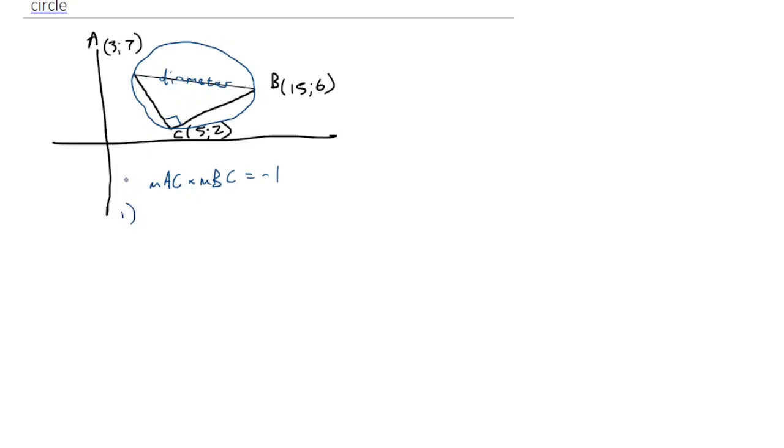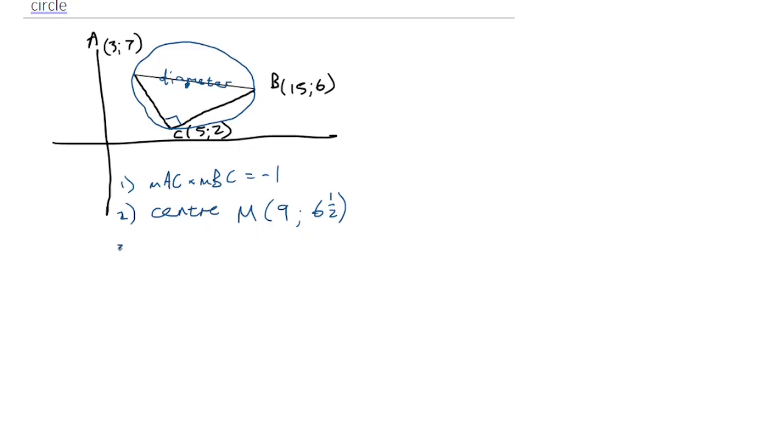Well, for starters, let's call this step 1. We've worked out that the gradients are perpendicular. Then the next step is to, knowing that this is a diameter, to work out the midpoint of AB, which would help you to get the center. And once you know the center, and I've worked it out for you, let's just call it M, it would be 9 and 6.5.